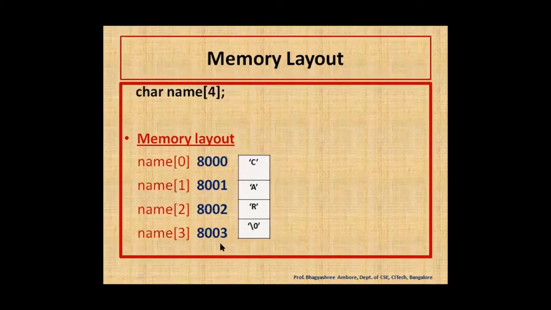Now I'll go with an example of character data type. In this case, how does the memory layout look? First element, that is name of 0, will be stored at location 8000. Each will take only one byte. So name of 1 will be at location 8001. Name of 2 will be at location 8002 because it takes one byte. 8000 plus 1 is 8001, plus 1 is 8002, plus 1 is 8003.